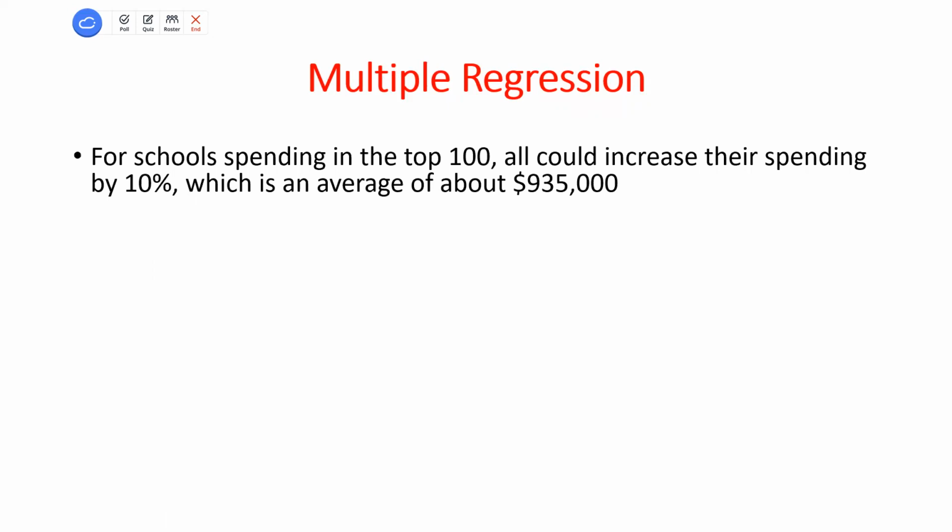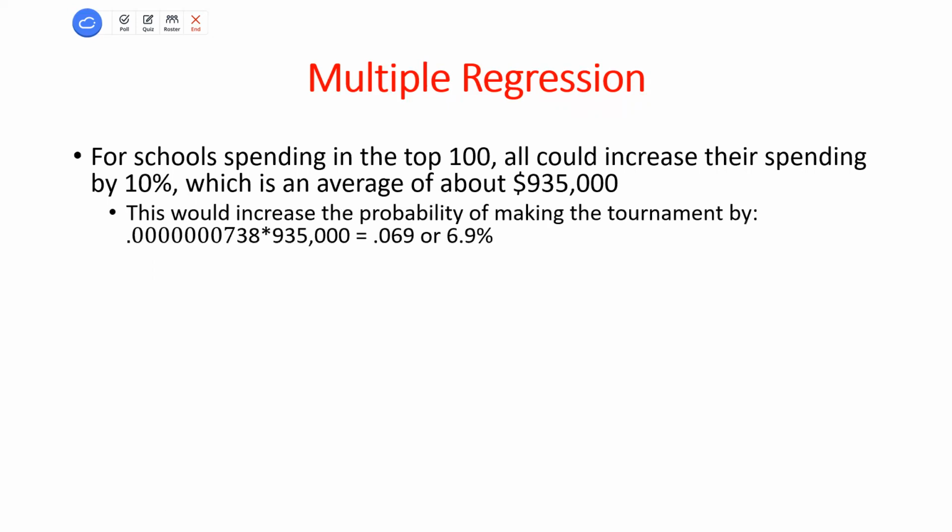If I looked at the schools in the top 100, and they increase their budget by 10% on average, that would be an additional $935,000. Take that $935,000, multiply it by the effect of $1, and you get that a 10% increase in my budget could increase the probability of making the tournament by about 0.069, or 6.9%. That might not seem like a ton, but it's a pretty sizable increase. And if I can make it into this tournament, there's a lot of additional revenue that can be made. We'll talk about at the end of class some other effects that could have.